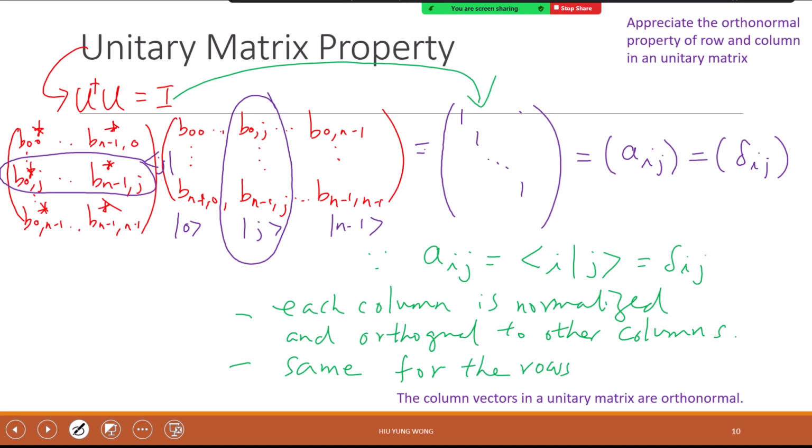So I hope you can understand how I prove it, recognize this fact, right? And then they are orthonormal. Each column is orthonormal to each other. Okay, this is a little bit confusing. Any questions? Please let me know.